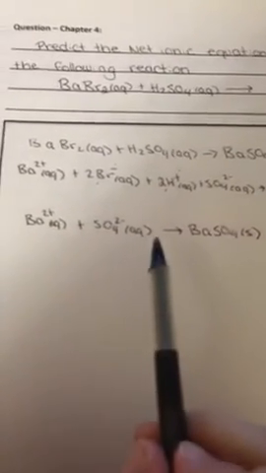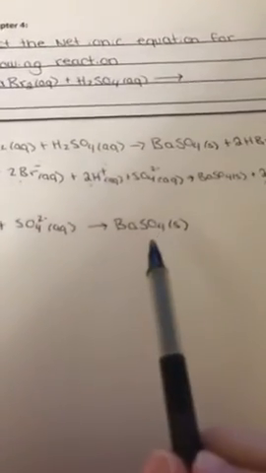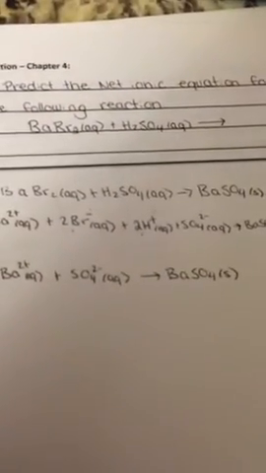Yes. So our net ionic equation is going to be barium 2+ aqueous plus sulfate 2- aqueous goes to form barium sulfate solid. Now if we look at that, we think, okay, well, this is a single reaction, a combination reaction, that goes to form barium sulfate. And that is our net ionic equation.